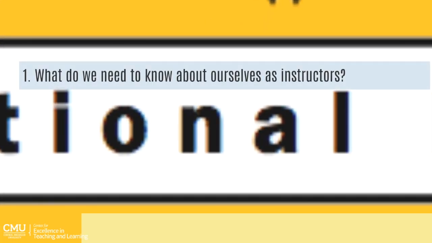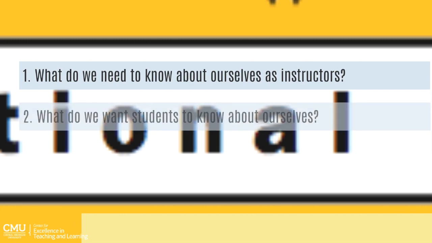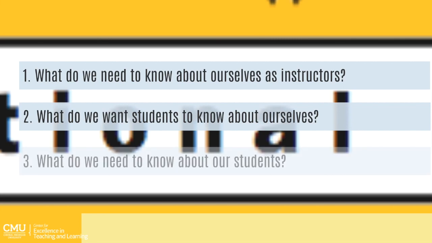So let's start with situational factors. At the most basic level, there were three questions we asked. One, what do we need to know about ourselves as instructors, right? TPI, teaching goals. Two, what do we want students to know about ourselves? That's when we decide what's going to be relevant to them and what's going to help build rapport with them. And number three, what do we need to know about our students, so that we can engage them holistically, just like Mark Francic showed us how he engages his students holistically.